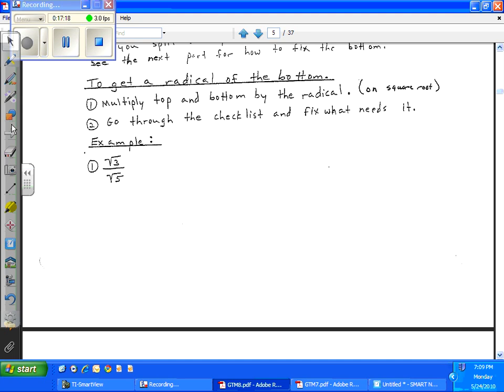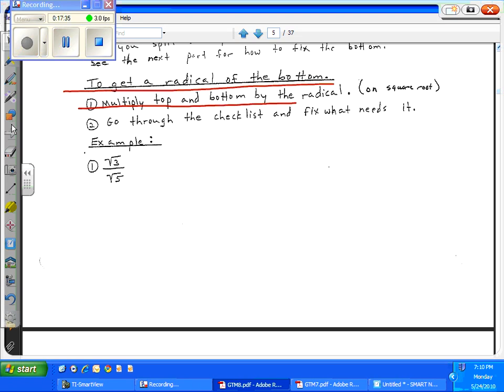Now, in the geometry book, all we're going to do is deal with square roots here. And so we just simply need to know to multiply it by itself. But it's really more complicated than that. What we said is, to get a radical off the bottom, we're going to multiply the top and bottom by that radical. That's on a square root. We call it rationalizing the denominator. A square root is an irrational number. We don't want it to be an irrational number. We'd rather it be a rational number like 5. Okay?